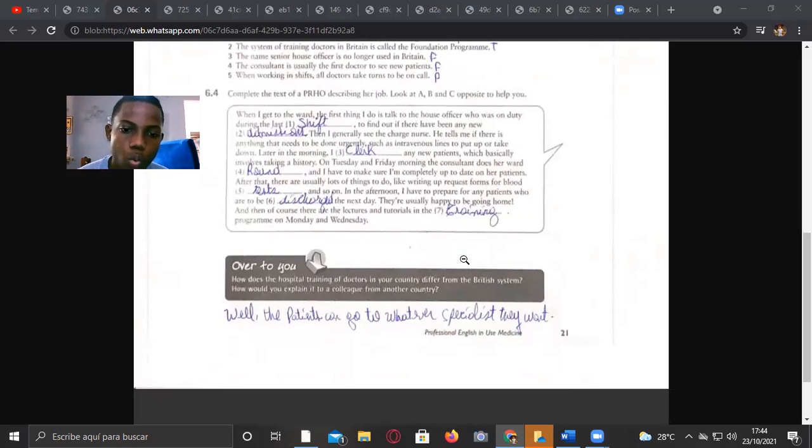Overview: how does the hospital training of doctors in your country differ from the British system? Well, the patients can go to whatever specialist they want, and we all know that.